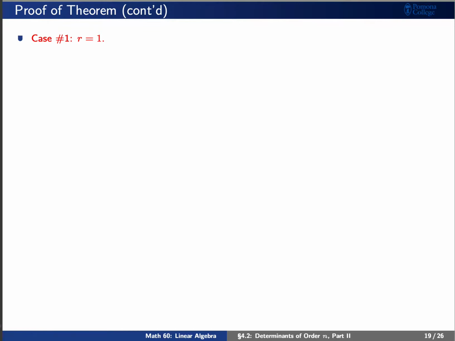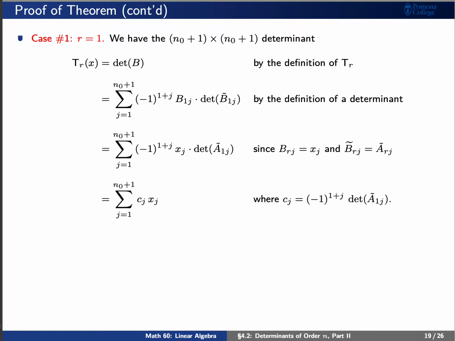For the first case, let's say that r equals 1. That is, we're going to replace the first row of our matrix A with our vector x. Now, when we try to compute T sub r of x, we're just computing the determinant of this matrix B, but again, our matrix B is defined so that the first row of B is just the vector x, and all of the other rows are just the rows of A.